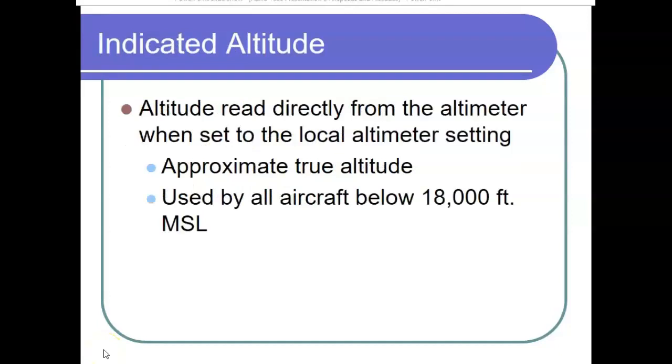Indicated altitude is simply the altitude that's read directly from the altimeter when it's set to the local altimeter setting, and it approximates true altitude. Remember, true altitude is the height above mean sea level, and it's used by all aircraft flying below 18,000 feet MSL.